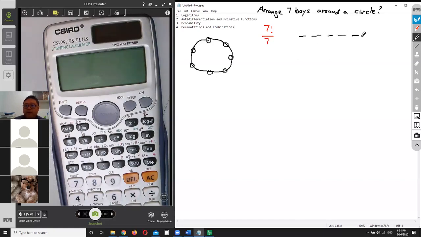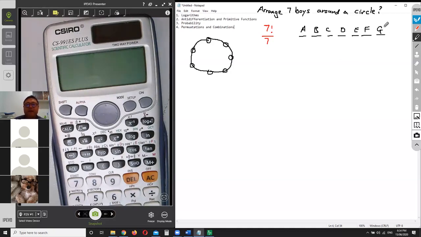1, 2, 3, 4, 5, 6, 7, right? A, B, C, D, E, F, G, right? That's one combination. Sorry, hang on. That's one permutation. Got it? And that's if it's in a straight line.